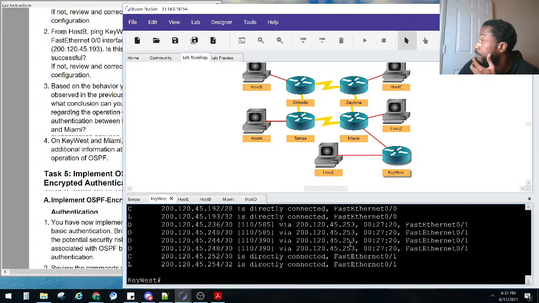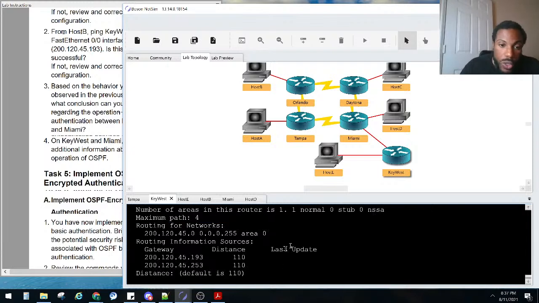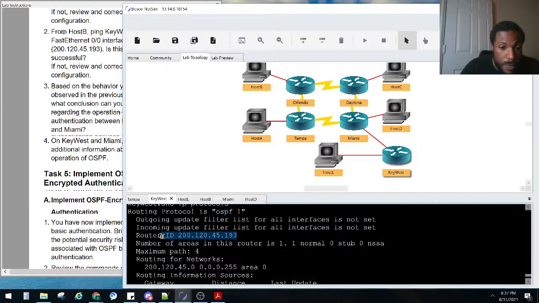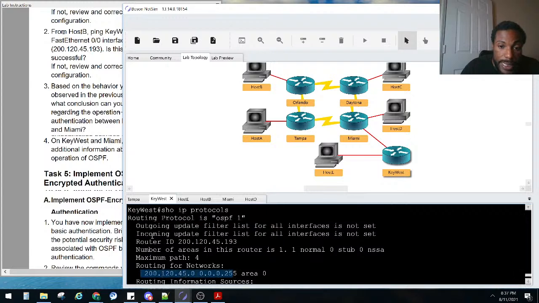Anybody know the show command? I know there's a lag there. So, if I remember correctly, if we do show IP protocols, that ain't going to tell us. That tells us what routing protocol has been set up, which is process ID 1, OSPF. It gives us our router ID for it. It gives us our routing information sources, the networks we're advertising.